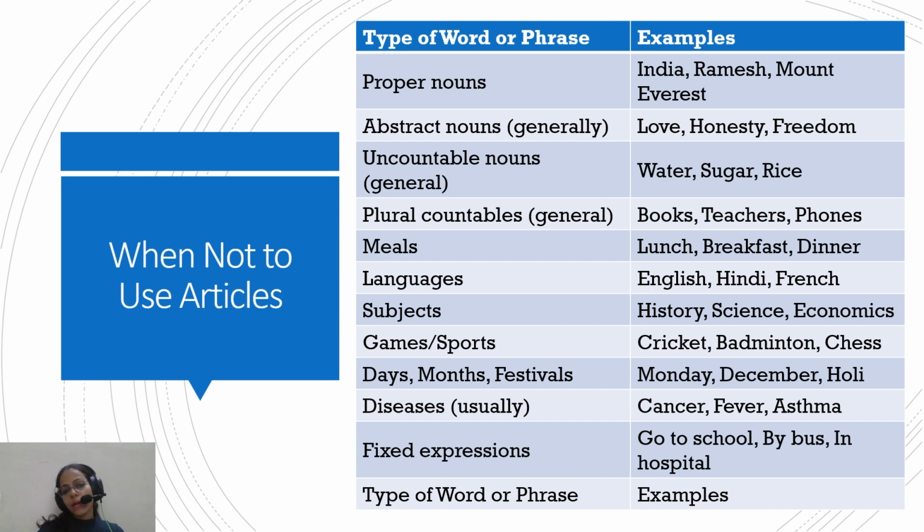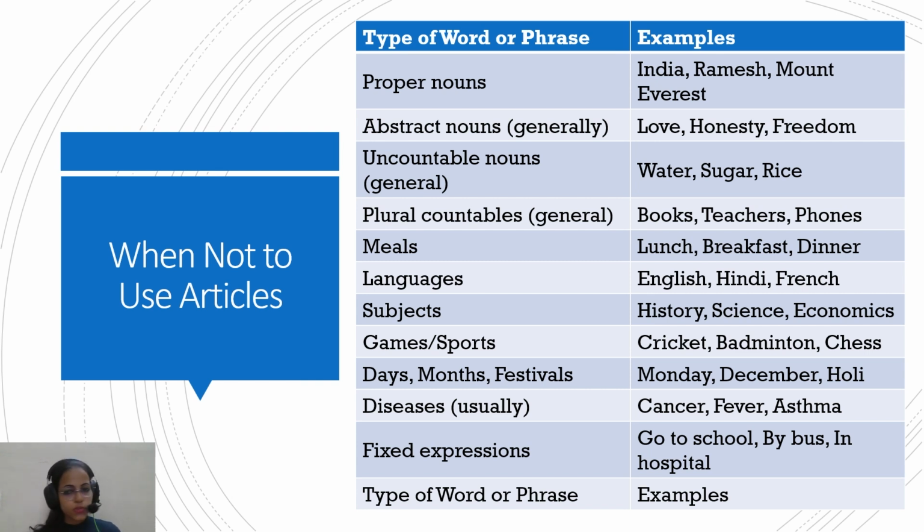Generally, before abstract nouns, we do not use an article. So we don't say a love, honesty, the freedom. We say the freedom of speech, but that's because it's the whole phrase and not just the abstract noun freedom. So often, before abstract nouns, we do not use articles. Before uncountable nouns also, we do not use articles, such as water, sugar, rice. We don't say give me a rice. It doesn't make sense because we cannot count rice, water, or sugar. So we do not use articles.